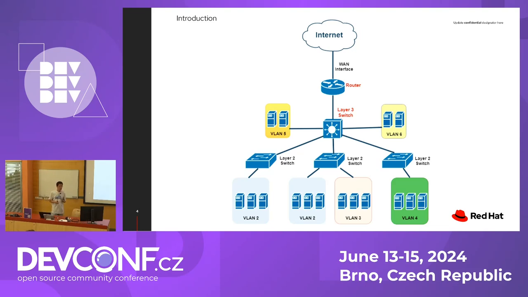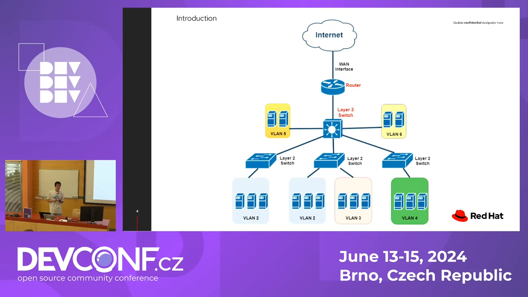The layer two switch operates at the data link layer, and it forwards packets based on the MAC address. At the same time, it keeps devices in the same VLAN within the same broadcast domain. A layer three switch works at the network layer, and it can forward packets based on the IP address to different VLANs or different subnets. It also supports routing protocols like OSPF, and it also combines the layer two switch, so it can separate VLANs. So at some point, the layer three switch acts both like a switch and a router.